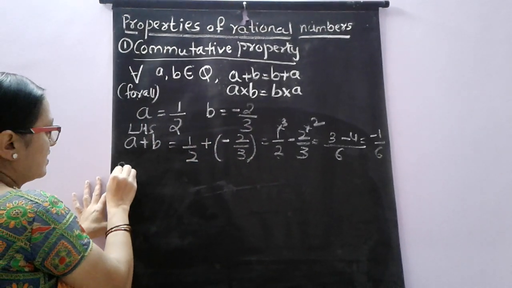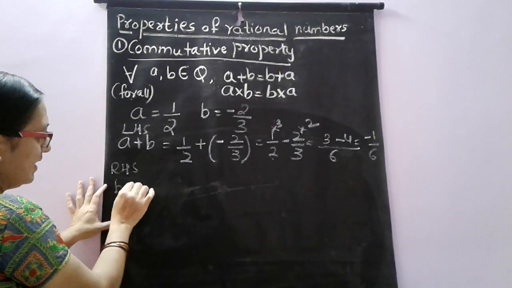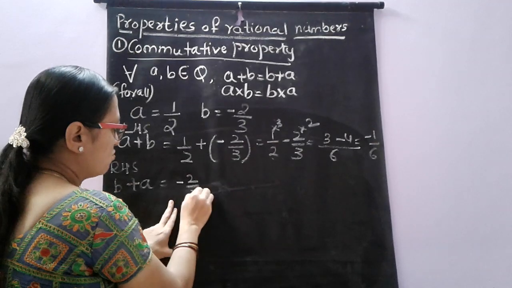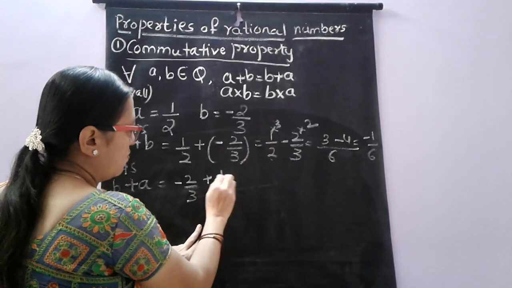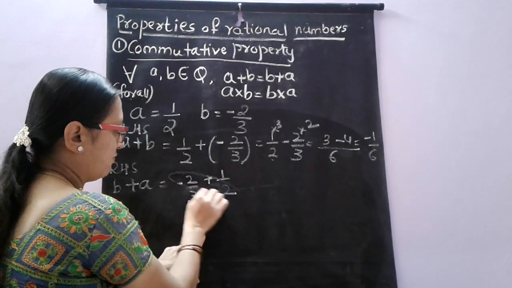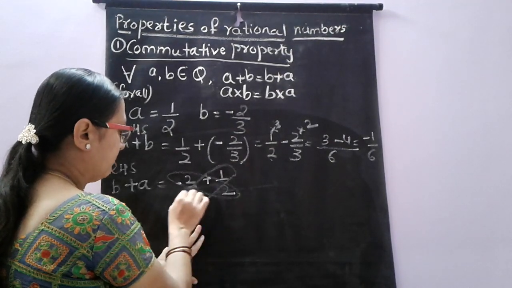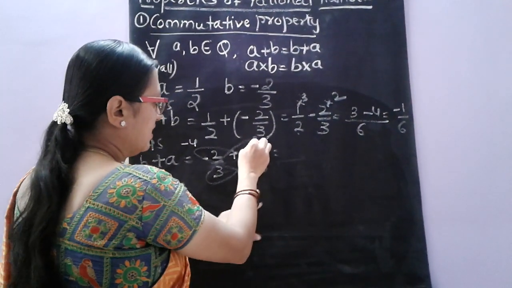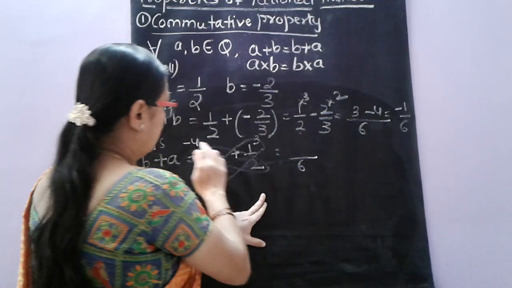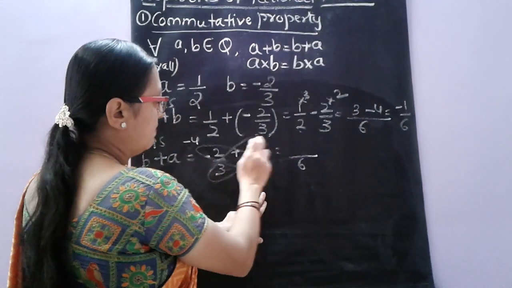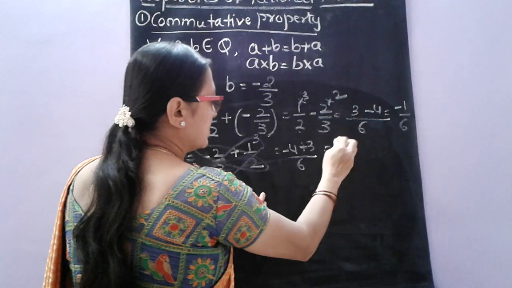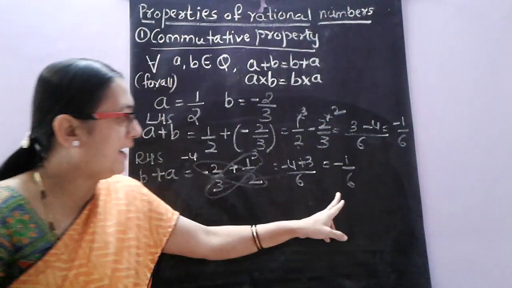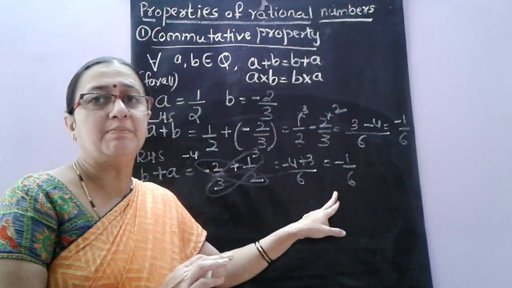Let us try for right hand side. What is right hand side? B plus A. B plus A equal to, interchange them: minus 2 by 3 plus 1 by 2 here. Now apply the butterfly method and find it easily here. This is equal to 2 2s are minus 4, 3 1s are 3 here, 3 2s are 6. Then minus 4 plus 3. The answer is again minus 1 by 6. So, left hand side and right hand side both are same here.